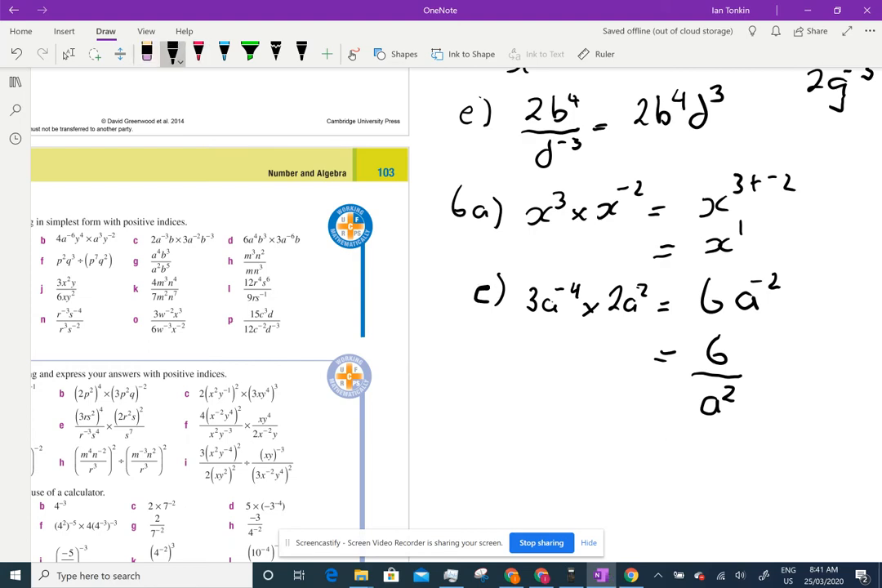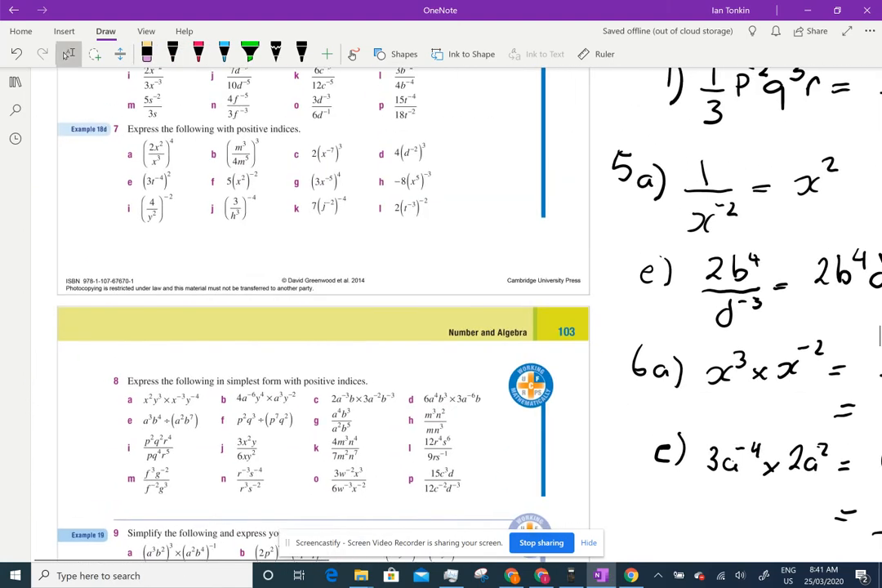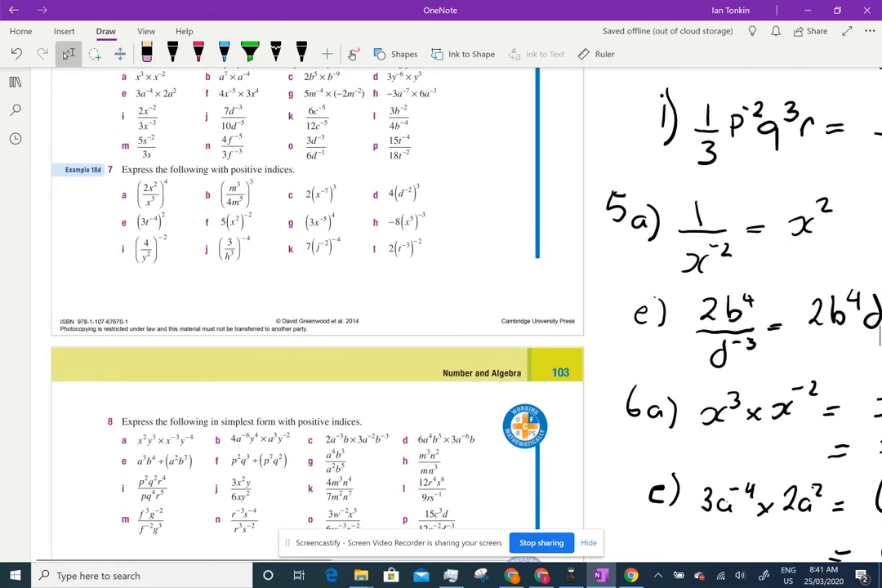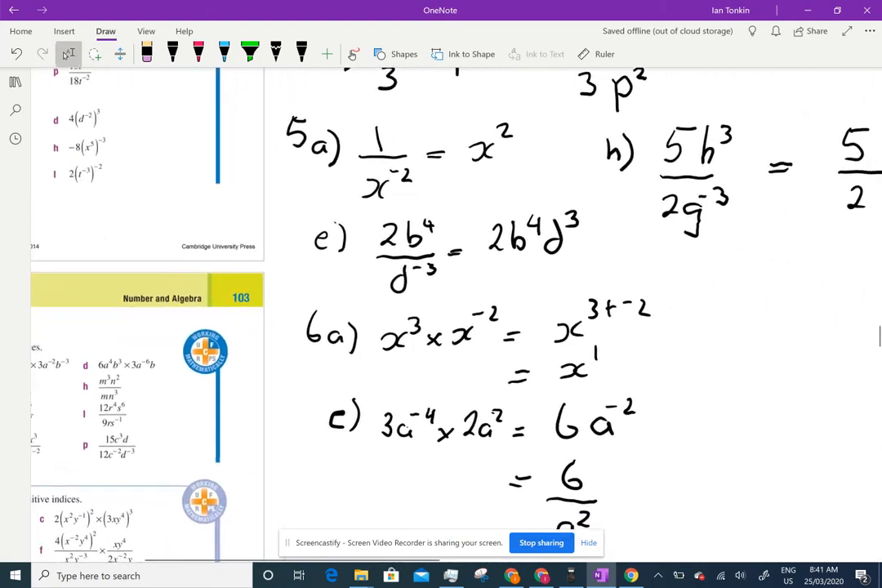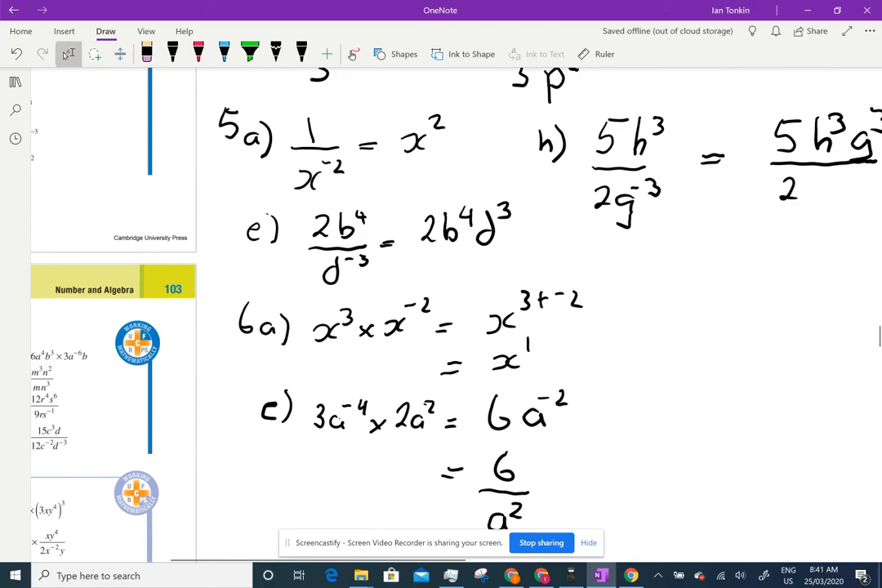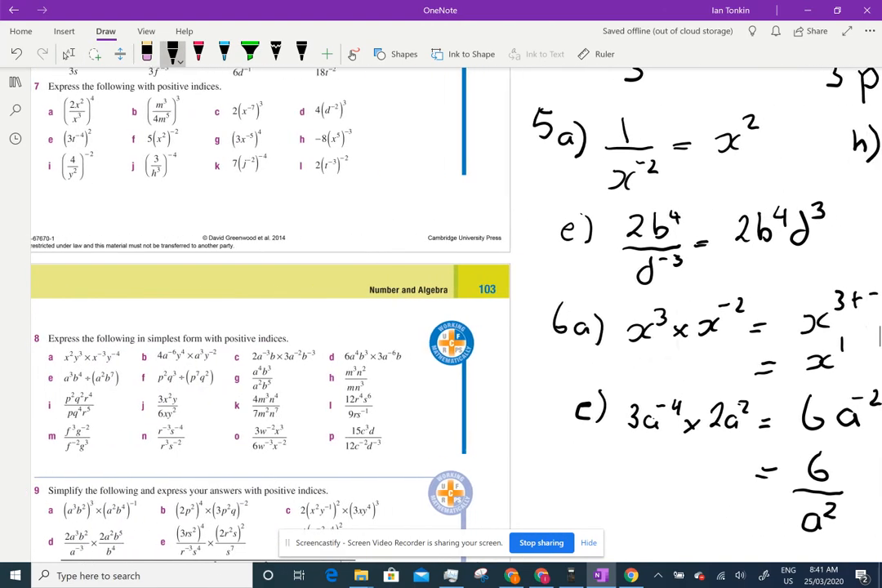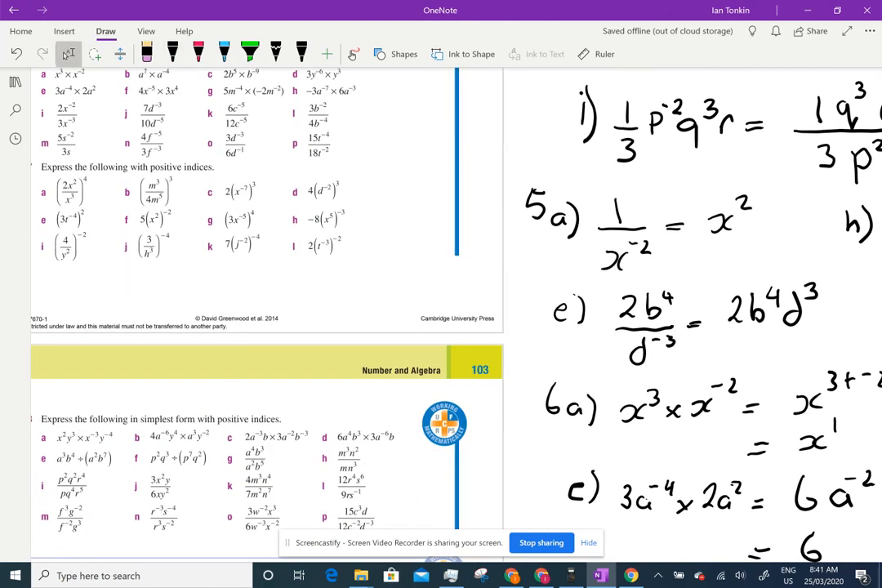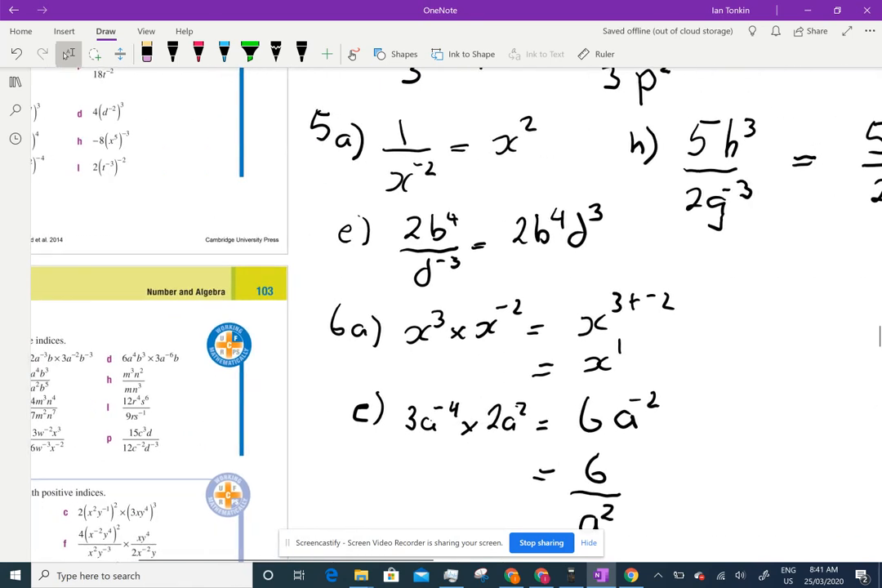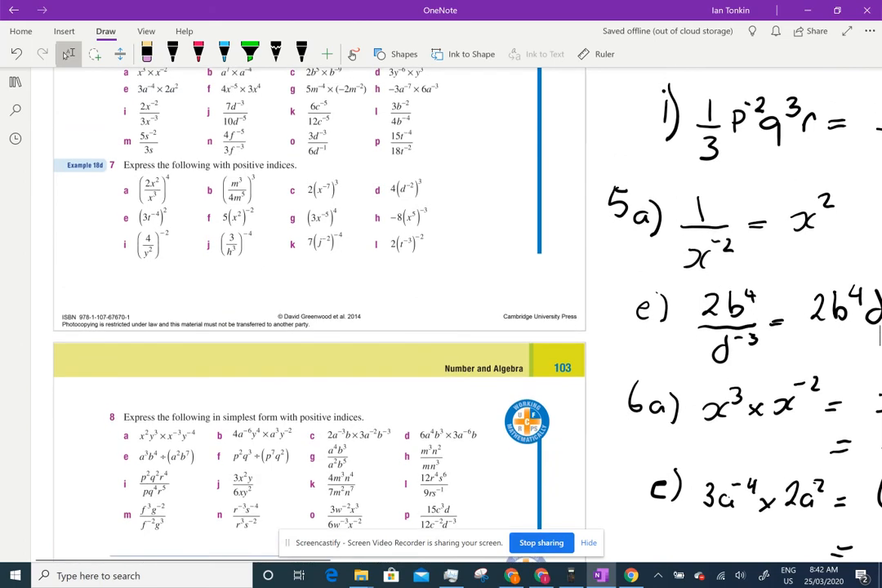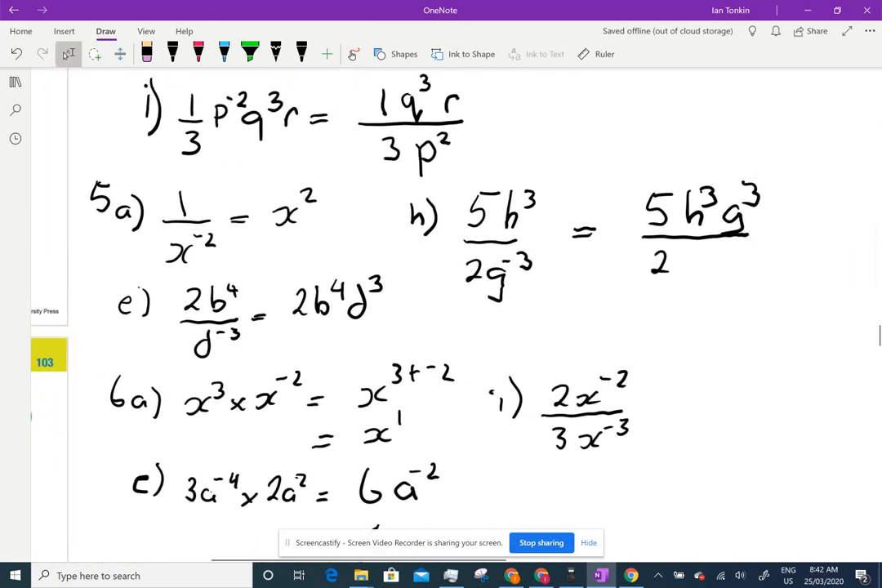Righto. Now, a division. 2x to the negative 2 over 3x to the negative 3. And then what's this? This is I. 2x to the negative 2, 3x to the negative 3. All right, is that right? Good. Now, there are a lot of ways to do this.